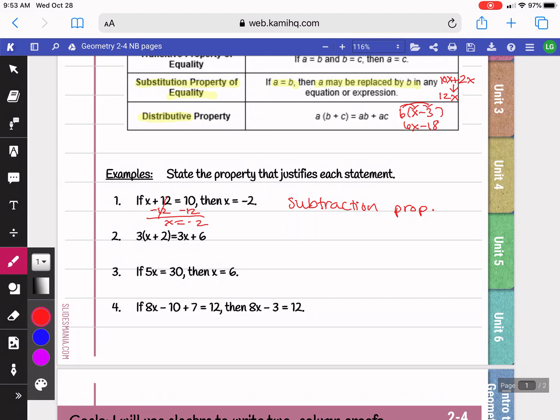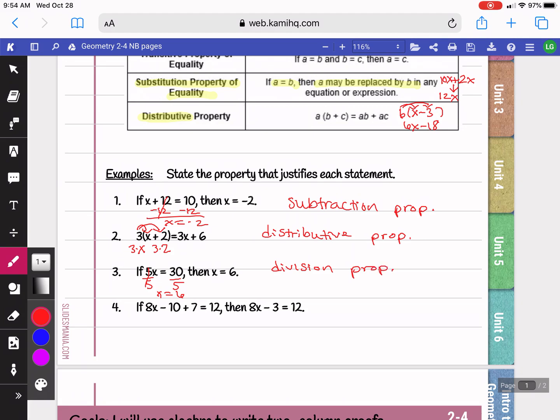On question 2, they went from 3 times (x plus 2) to 3x plus 6. To get that, they would have done 3 times x and 3 times 2, or distributed. Since they're distributing, that's the distributive property. On question 3, we went from if 5x equals 30 to x equals 6. Well, to solve that, they're multiplying by 5, so the opposite would be to divide both sides by 5, and that would end up getting x equals 6. So in order to go from their hypothesis to conclusion here, they used the division property.